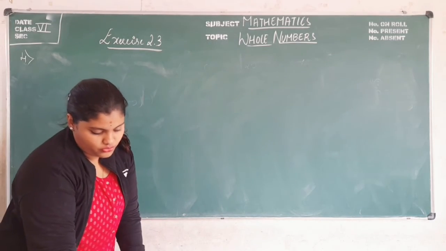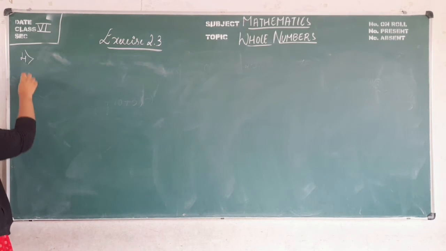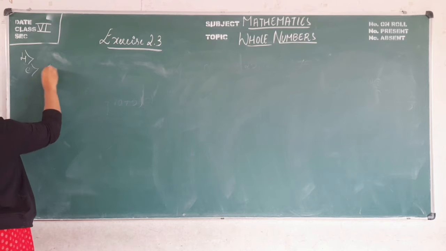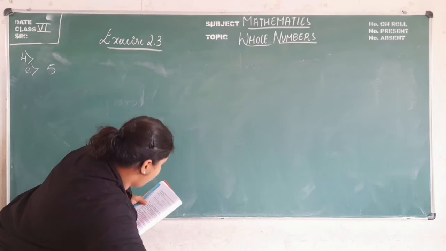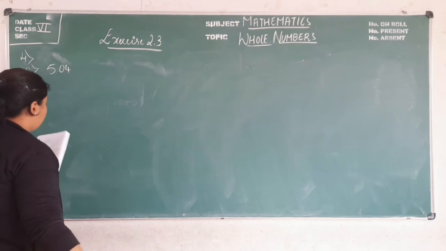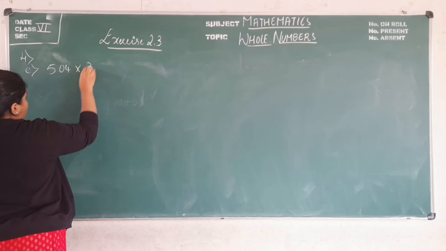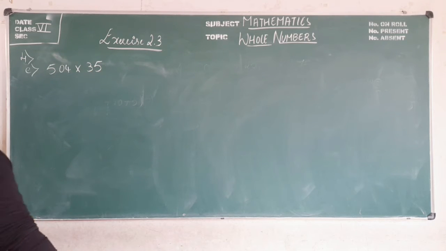Okay, and in the fourth question, we have one more left out, that is sub question E. That is 504 into 35. So now here also you have to apply distributive property.